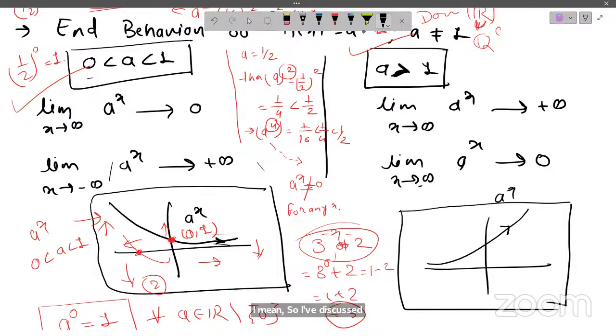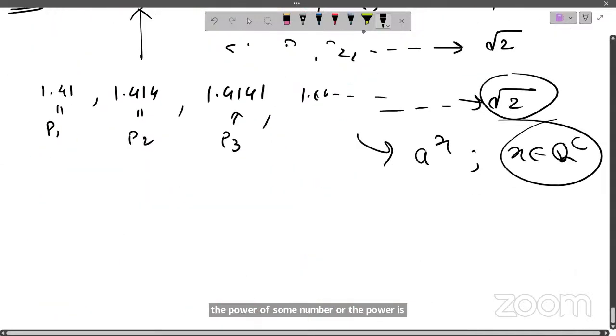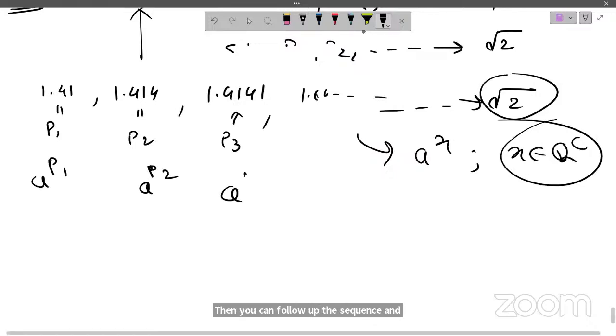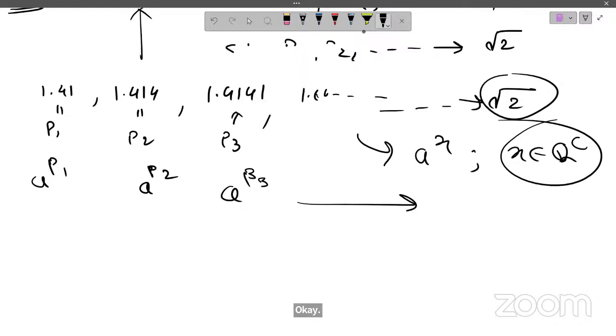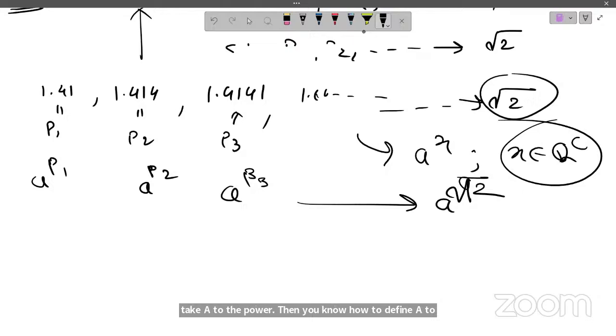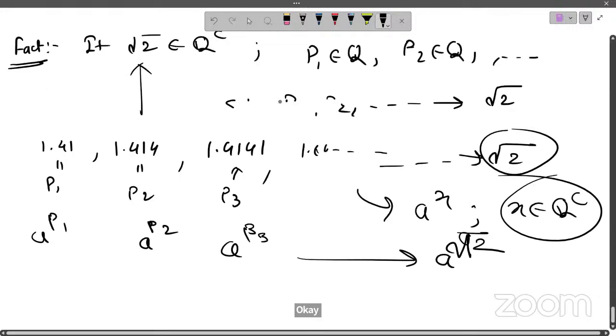Okay. Then what to do with the sequence? Just take a to the power. Then you know how to define a to the power p1, a to the power p2, a to the power p3. So then this sequence will go to a to the power q, or a to the power root 2 in this case. Correct? Then how to deal with the function, ma'am? And that's how we define a to the power x.